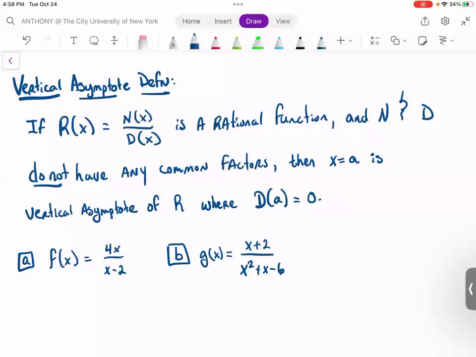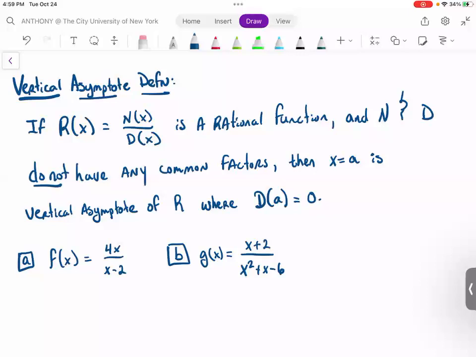So here's my definition for vertical asymptote. It says if R of x equals n of x over d of x is a rational function, and n and d do not have any common factors, then x equals a is a vertical asymptote of R where d of a is equal to 0. Let me explain all of this. I know it sounds like a different language, but let me explain.